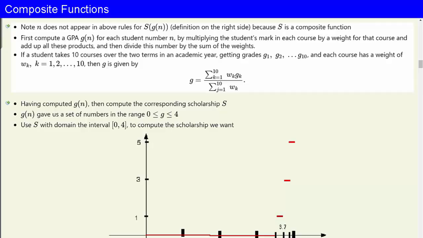To calculate G of N for a given student, multiply the student's mark in each course by the weight in that course, and add up all these products. Then divide this number by the sum of the weights. For example, if a student takes 10 one-term courses over the 2 terms in an academic year, getting grades G1, G2 through G10, and each course has a weight of WK, K equal 1 to 10, then G is given by the following formula.